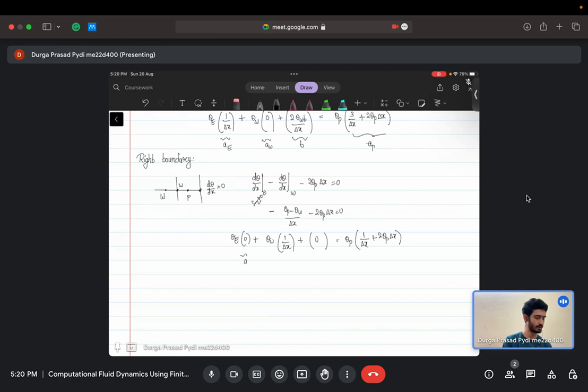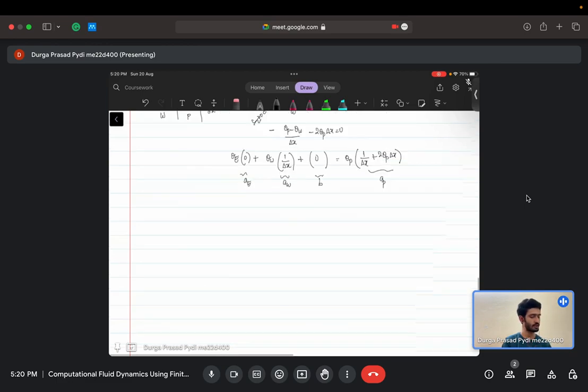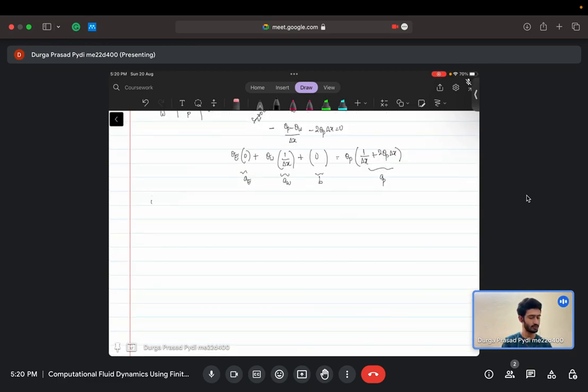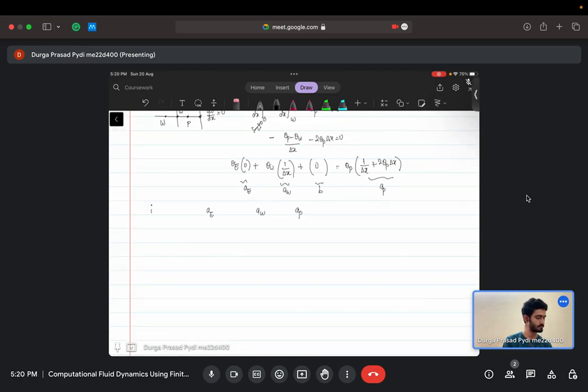So this is my A east, this is my A west, this is my B term, and this is my AP term. Now if I write all the equations together, so for I value, and then we'll write A east, A west, AP, and then the last is your B term.